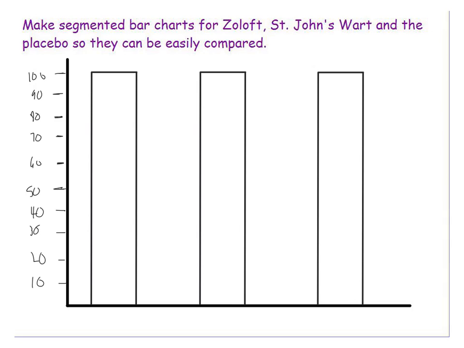Okay. Now that you have your axis, now make your bars, 3 bars with spaces between them, going up to 100. And once you're done there, we're going to label them as St. John's wort. What was my other ones? Oh, if I could spell wort. It's been one of those days. St. John's wort, Zoloft, and placebo.